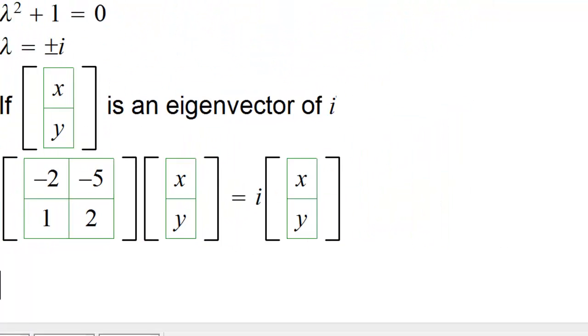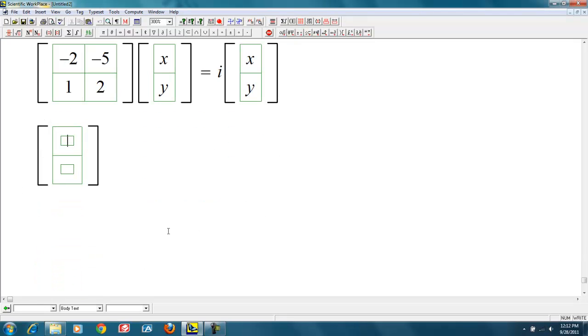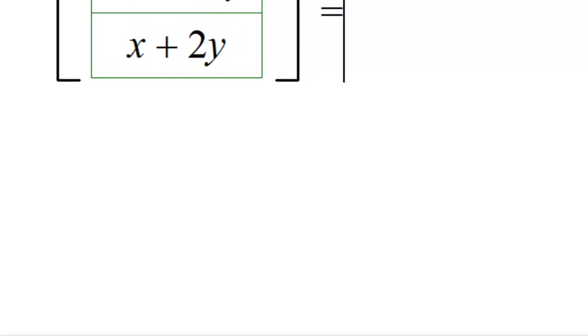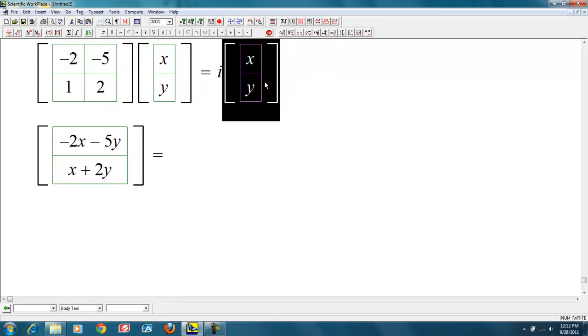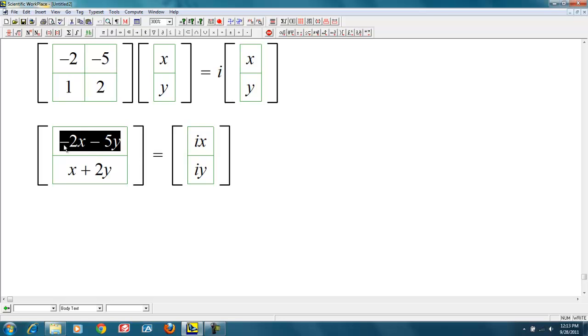If we multiply these here, we get negative 2x minus 5y, then x plus 2y equals ix plus iy, right? Makes sense? I here and I here, right? Oh yeah, this only here, only on this.